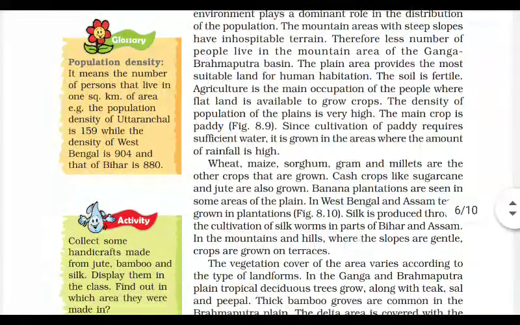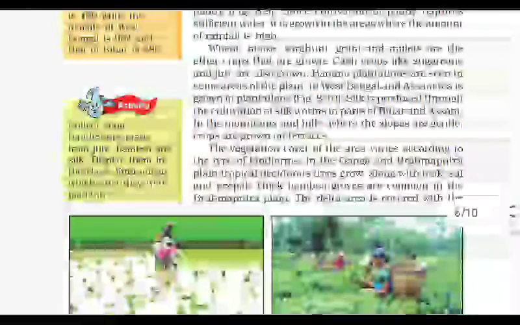The plain area provides the most suitable land for human habitation. The soil is fertile, and agriculture is the main occupation of the people, where flat land is available to grow crops. The density of population in the plain is very high. The main crop is paddy. Alright, underline this: main crop is paddy. Since cultivation of paddy requires sufficient water, it is grown in areas where the amount of rainfall is very high. Okay, what are the other crops?